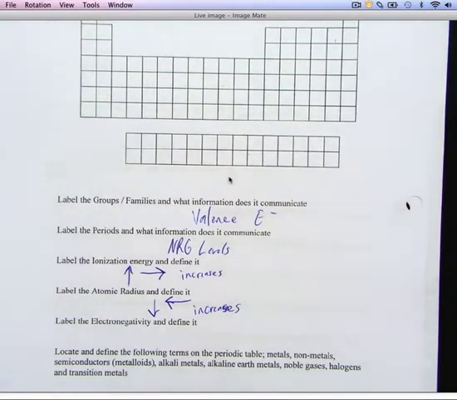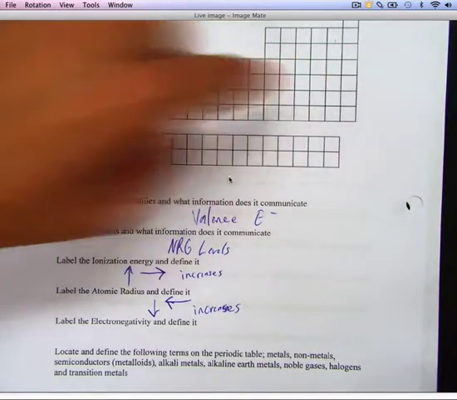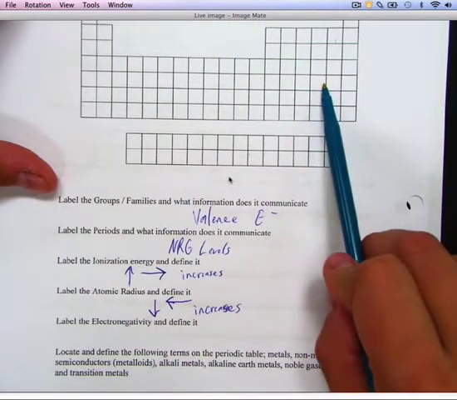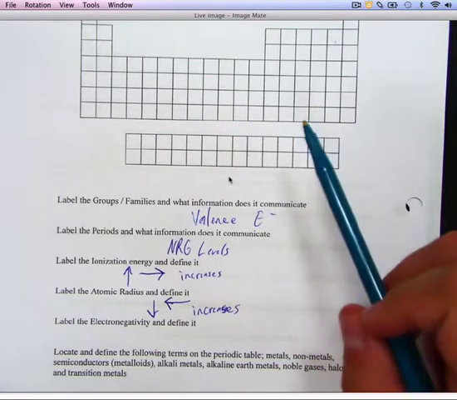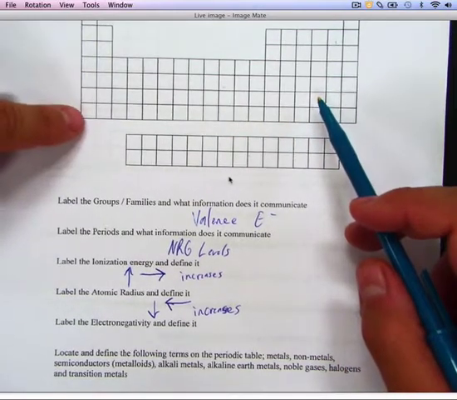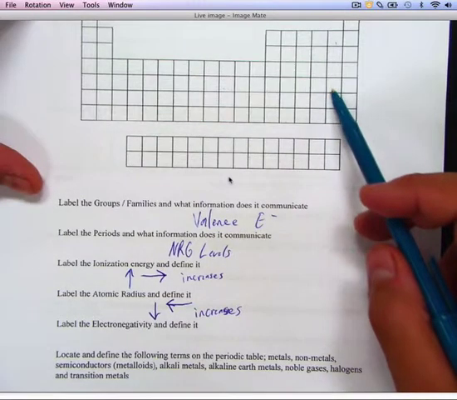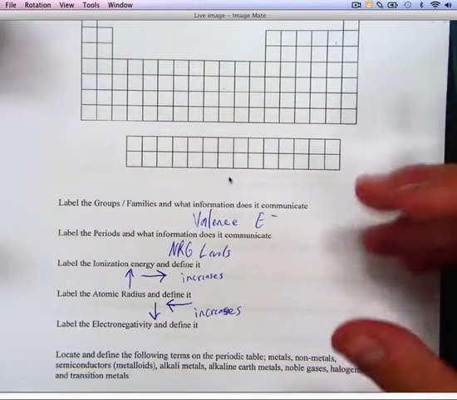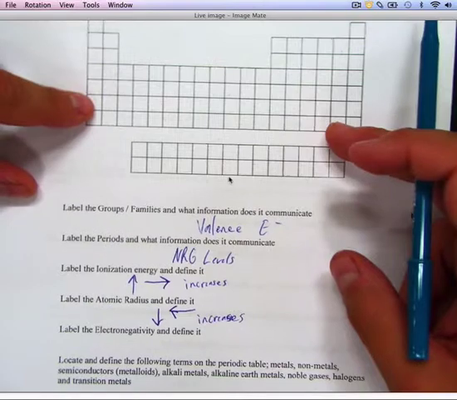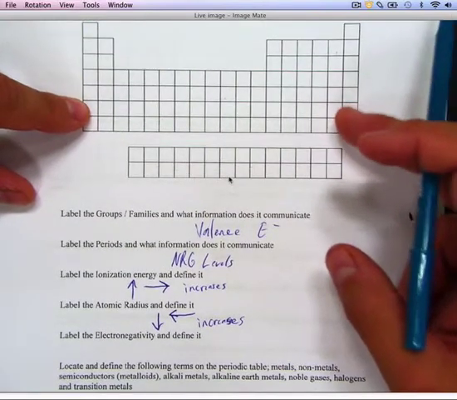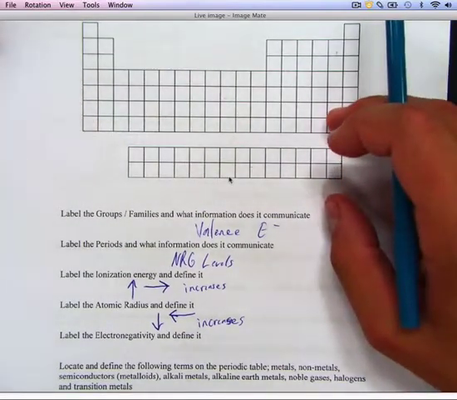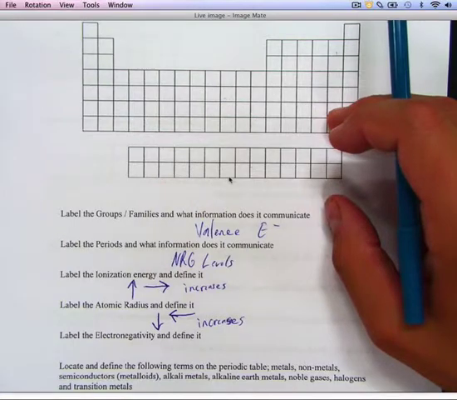So the atomic radius decreases as you go from left to right, and it holds on to the electrons more. This one down here wants to get rid of the electrons, so it's going to have the biggest radius. And this one over here, the right side one, has more protons than the ones on the left side. It holds on to those electrons more, and therefore has a smaller atomic radius.